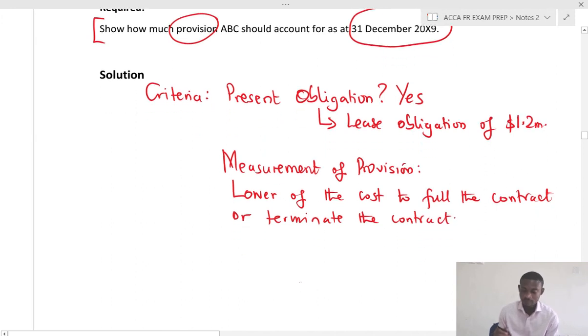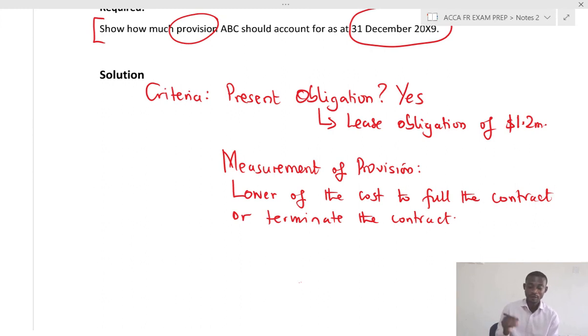Now, based on the details of the question, the most rational course of action ABC would take would be to take the lower option, which is to terminate the contract and have an obligation of 0.9, instead of allowing the contract to expire and incur a higher cost of 1.2 million.